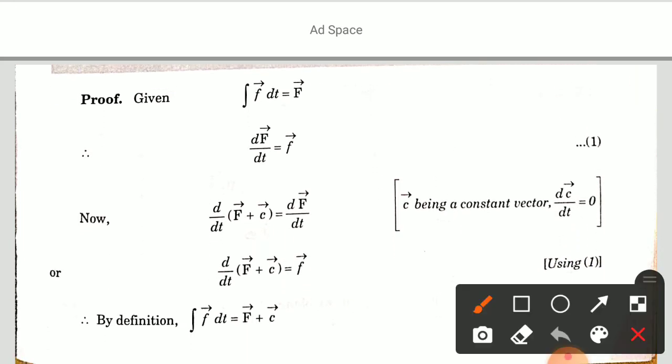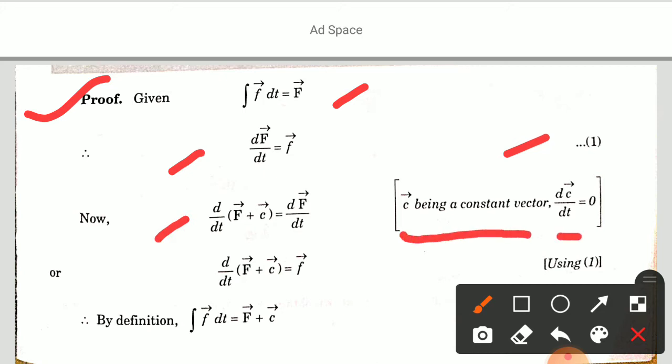Making the proof, it is given that integration of f dt is equal to F. Therefore, taking the derivative on both sides, dF by dt is equal to small f, marking this as number 1. Now the derivative of F plus c is equal to dF by dt plus dc by dt, where c being a constant vector, therefore dc by dt is equal to 0. Now using first, we can write d by dt of F plus c is equal to small f. Therefore, by definition, integration of f dt is equal to F plus c.